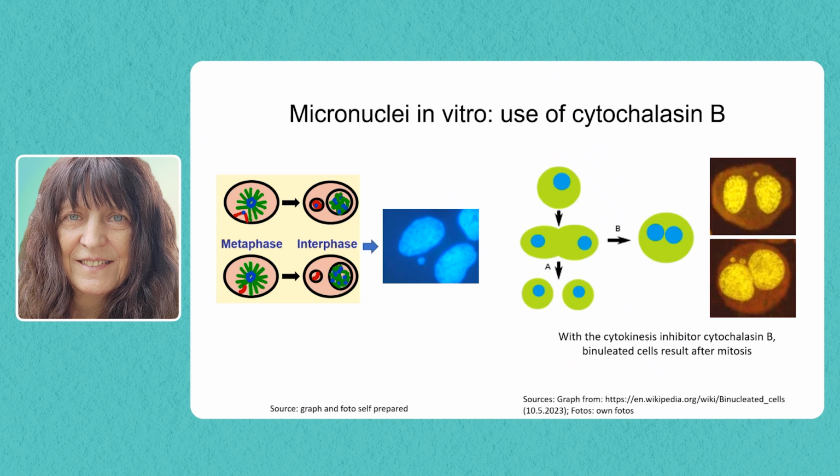When you add a cytokinesis inhibitor like cytochalasin B, the nuclei still separate, but the cell does not separate. So you have one big new cell with two nuclei in it. And the nice thing about that is that you know that this cell has undergone one mitosis since you have applied the chemical in question, the test chemical. You apply it and you're sure the cell has undergone one mitosis to express the micronucleus, not more, not less. And what it looks like then is that you have these binucleated cells with a little nucleus, or even two micronuclei or more sometimes.